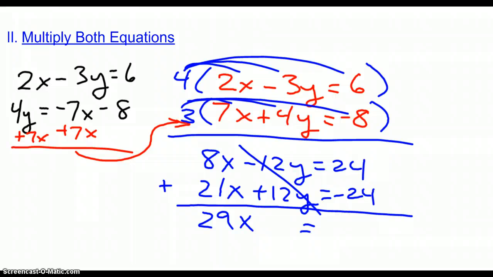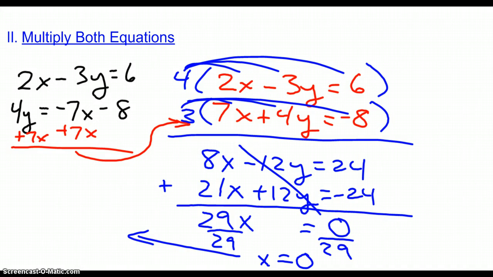And what is 24 minus 24? 0. It is 0. So when we divide by 29, x equals 0, which we can bring over here to substitute. And where would you like to substitute this 0? Alyssa? The top. Top one?